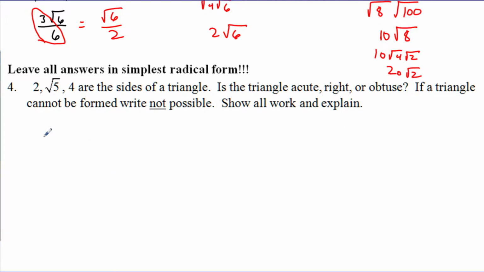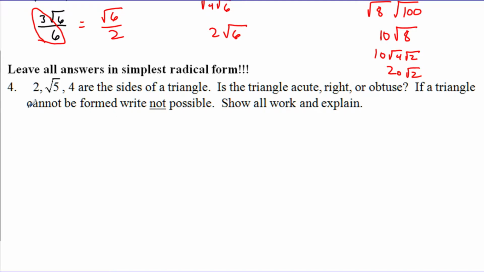We had a rule that said, for example, if you had sides of 2, 3, and 10, that this could not be a triangle because when I add together the 2 small sides and check to see if it's greater than the third side, in this case it's not. So I would say that 2, 3, and 10 can't be a triangle at all. It doesn't exist. Okay. So for us, we're going to look at 2, the square root of 5, and 4.